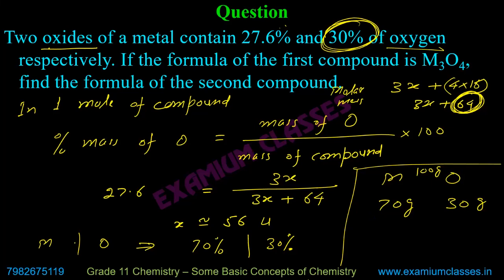Keeping this concept in mind, if I calculate the number of moles of metal and number of moles of oxygen, their ratio will give me the formula. And moles I can calculate very easily because moles are given mass upon atomic mass. Atomic mass of metal is 56, I have calculated. Given mass divided by atomic mass of oxygen. This will give me the molar ratio. If you simplify this, you will get 2:3. It means the formula of the compound will be M2O3.